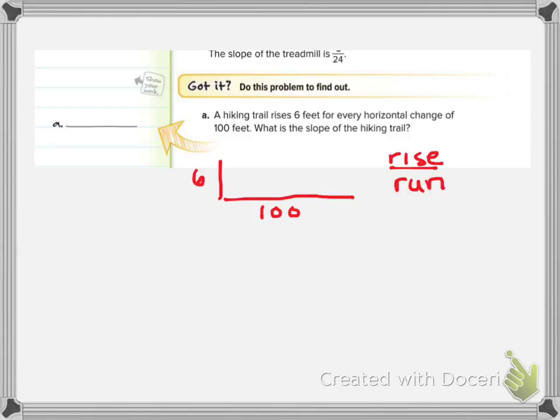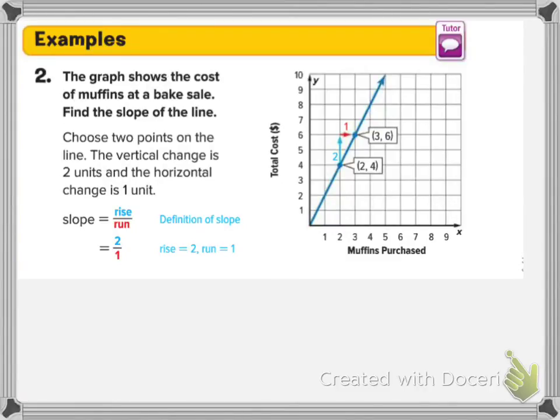Hopefully you were able to look at that as 6 over 100 and reduce that fraction to 3 over 50. The slope of that hiking trail would be 3 over 50. Another way to look at slope is on a graph. So we have in example 2 the graph showing the cost of muffins at a bake sale, and we're supposed to find the slope of that line.